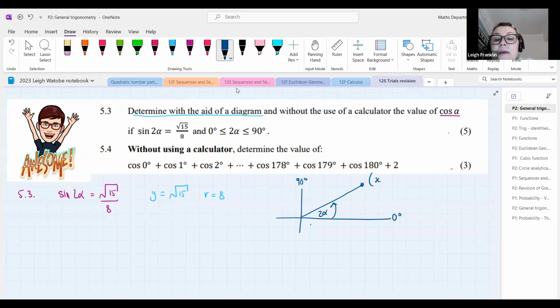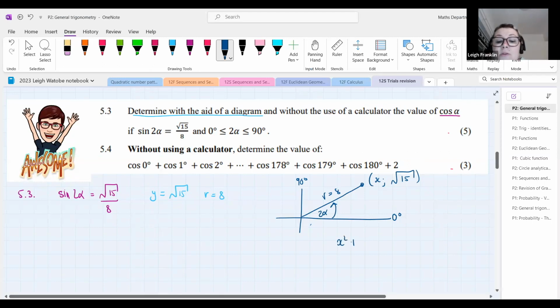So what's missing here is our x coordinate. We know what our y coordinate is, it's root 15, and we know the length of the terminal arm r is equal to 8. Okay, thank you, Chloe. Lovely, Chloe's given me the answer. Now we're going to do the theorem of Pythagoras. So we say x squared plus root 15, because that's y squared, equals 8 squared.